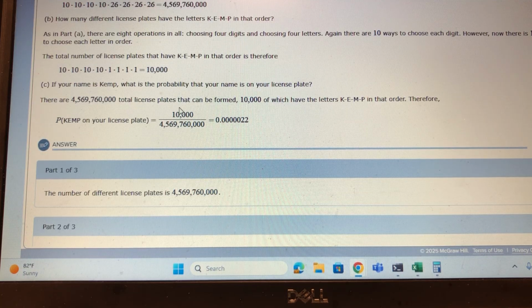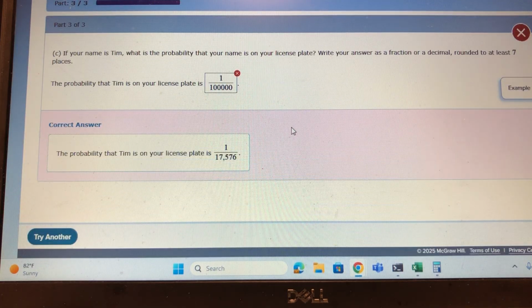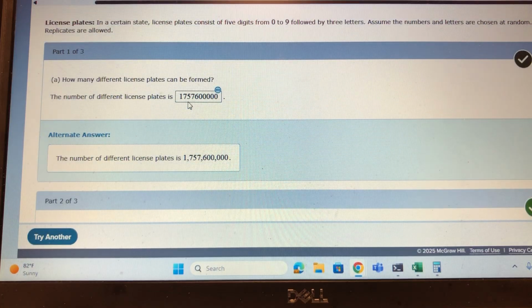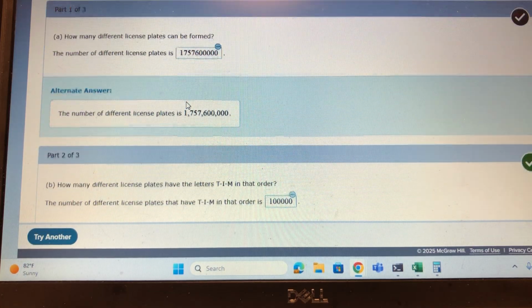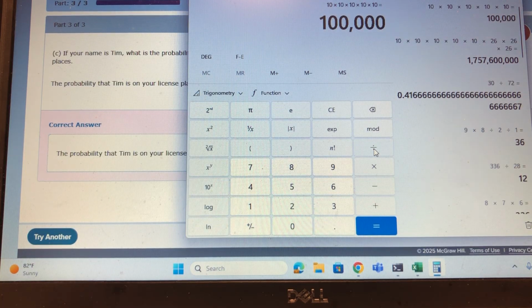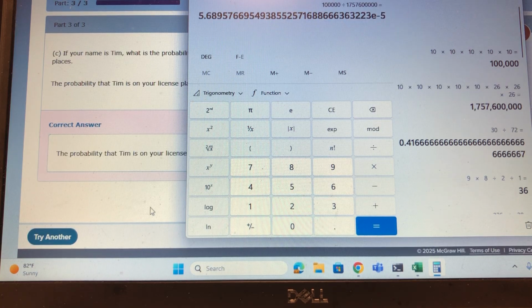Okay, the total license plates. Okay, that's what they're doing. So this 100,000 is the number of ways Tim can be spelled, but the grand total is this 1.7 billion number. So you're actually doing 100,000 divided by the 1.7 billion number. Because the 100,000 is not the total number of ways, that's just the number of ways you can spell Tim. So that's the good cases, and this is the total, so this is the probability here.